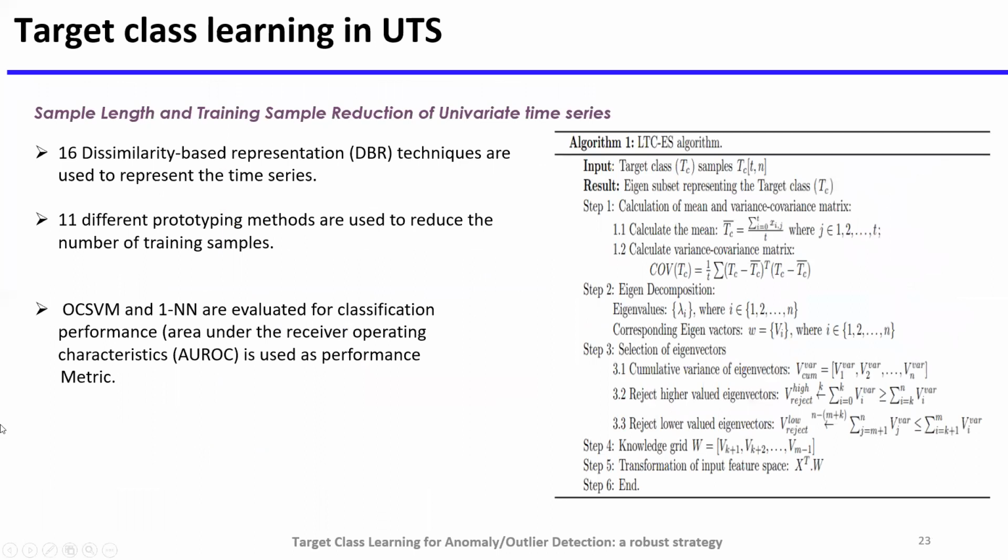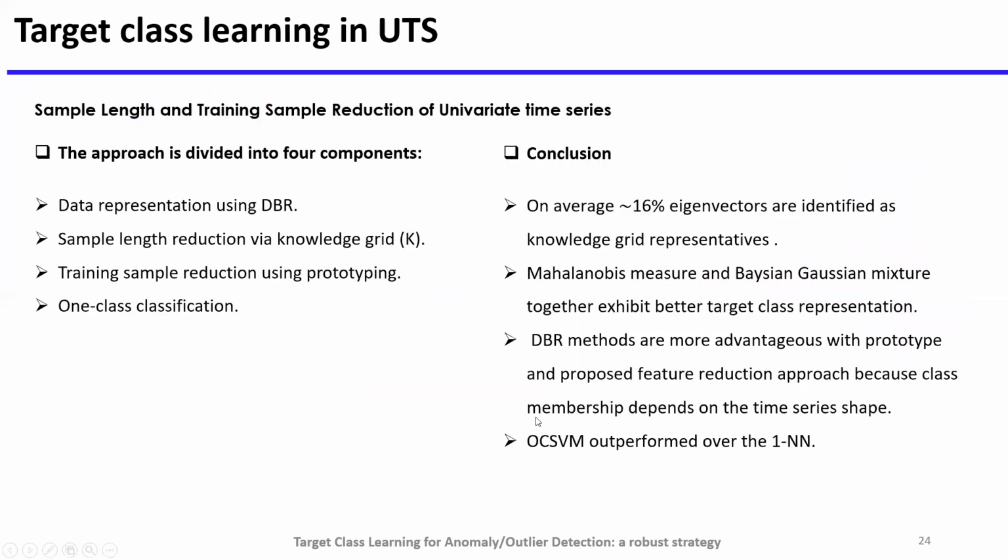For experiments, the one-class support vector machine and one nearest neighbor were experimented, and it has been observed that the performance was comparable with other existing models. And surely, this work can be divided into four parts: data representation using DBR, sample length reduction using the knowledge grid, training sample reduction using prototypes, and surely the last one is the one-class classification.